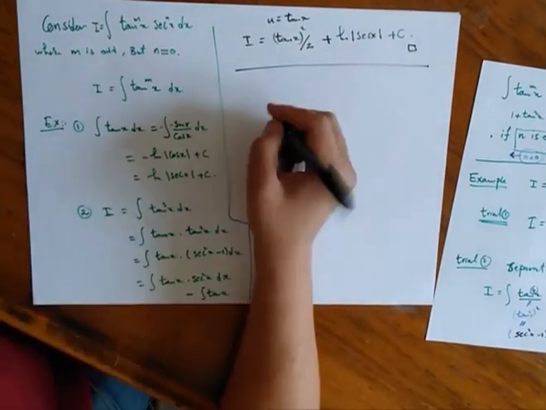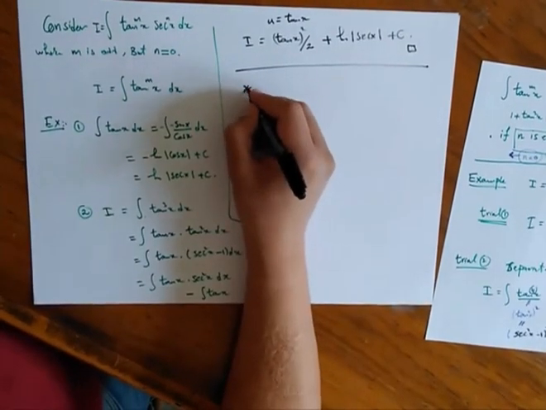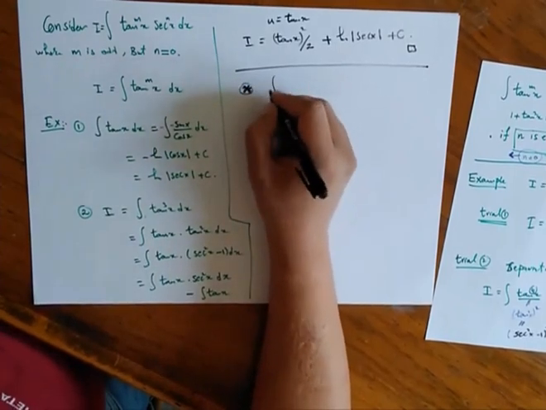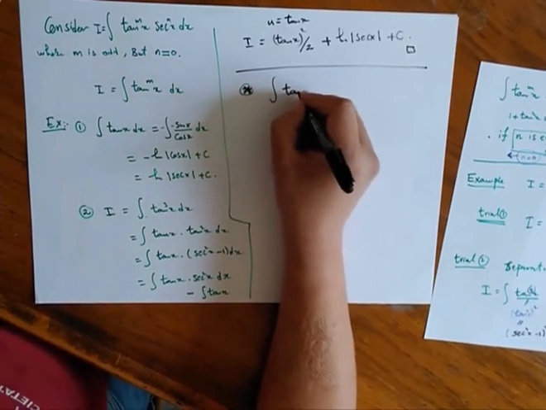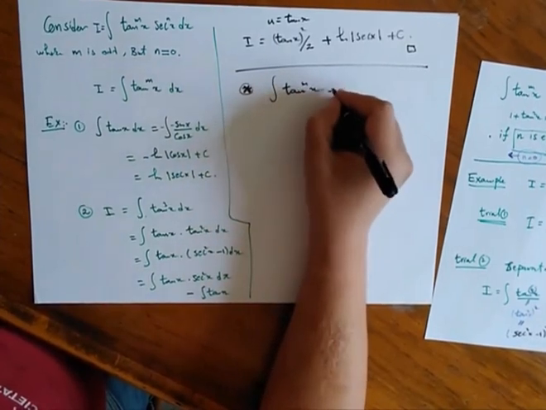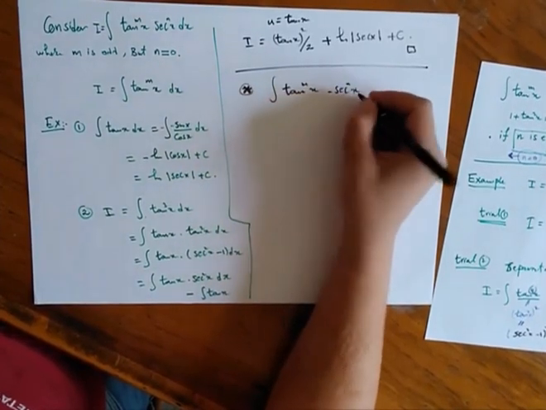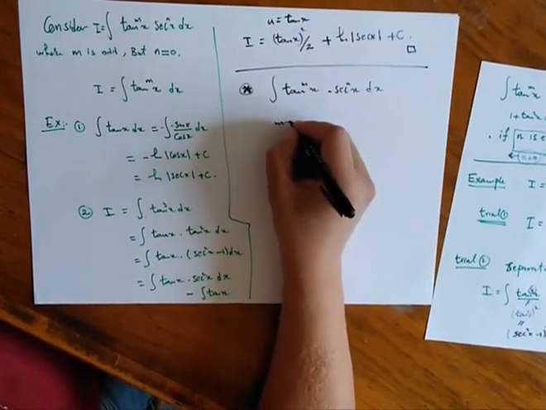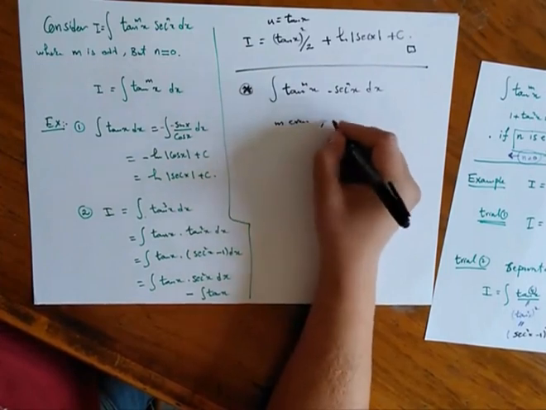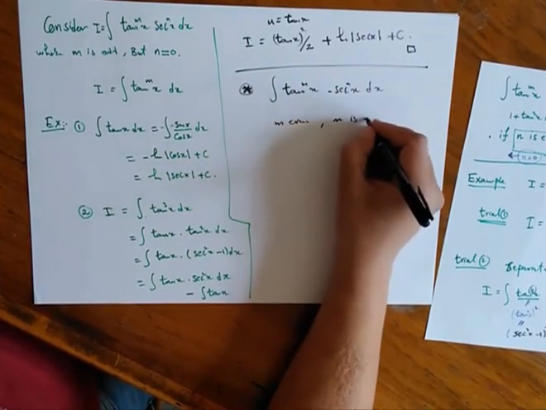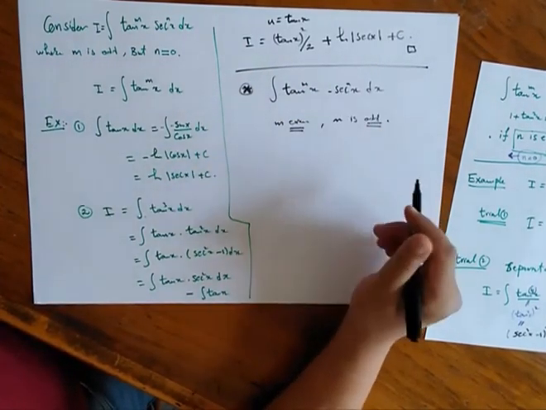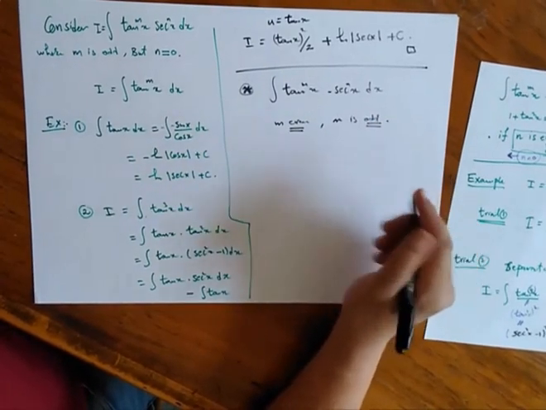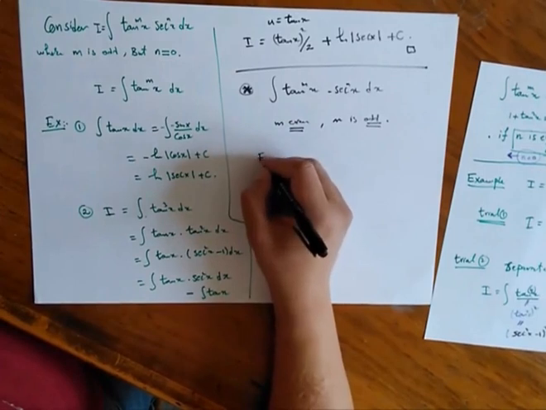Okay, now we will go for the last sub case, which is a little bit complicated. Again you have this integral tan to the power m times the secant to the power n. But in this case m is even and n is odd. I want to see how we can deal with this case. So let's see some examples.